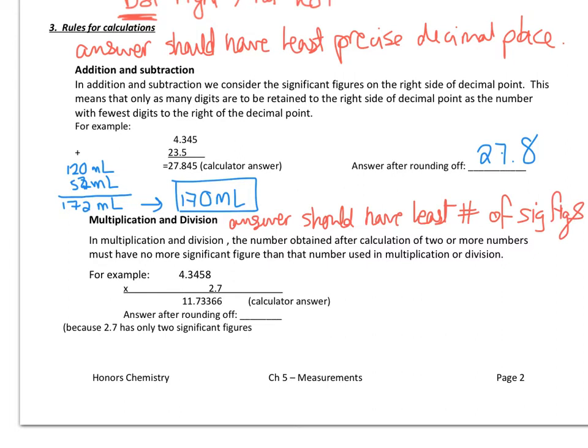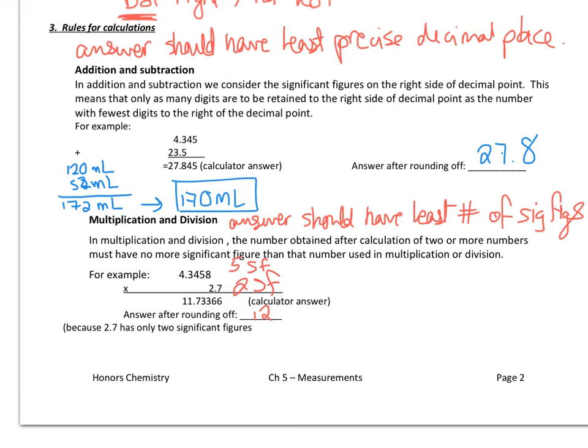For example, let's say that you are multiplying 4.3458 by 2.7. Plug it into your calculator, you get this whole big number. So then, in multiplication and division, what we care about is the number of sig figs. We don't care about the decimal place, we just care about the number of sig figs. 4.3458 has 5 sig figs. 2.7 has 2 sig figs. And so you go with the fewest sig figs, the least number of sig figs. Between 5 and 2, 2 is less. And so your answer should have 2 sig figs. So then 11.73366 would round to 2 sig figs, so it would be 12.